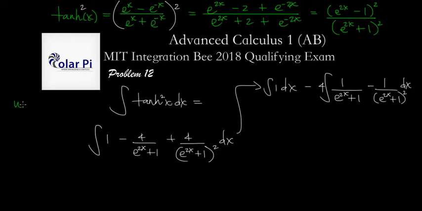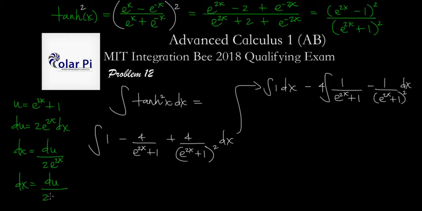So we're going to let u equal e to the 2x plus 1. Then du will have to equal 2 e to the 2x dx, right? And then dx will have to be du divided by 2 times e to the 2x. Now notice that means dx is equal to du divided by 2 times u minus 1. And I write u minus 1 here in place of e to the 2x because if u is e to the 2x plus 1, clearly e to the 2x is u minus 1, right? Okay, cool.